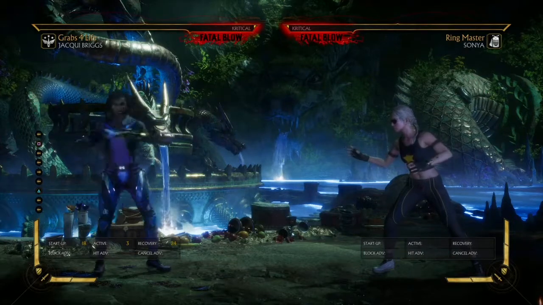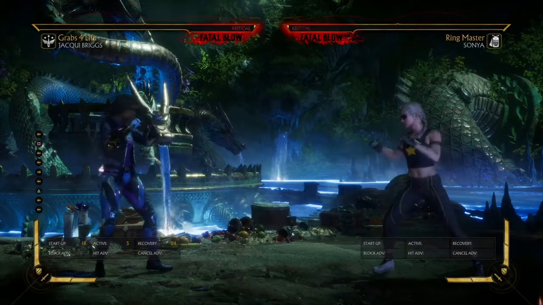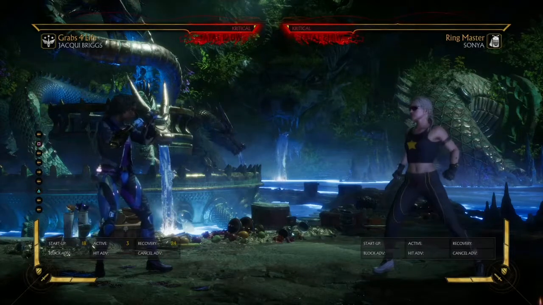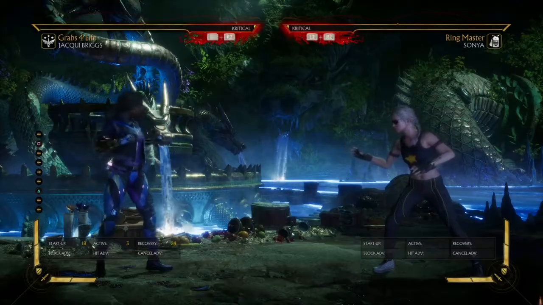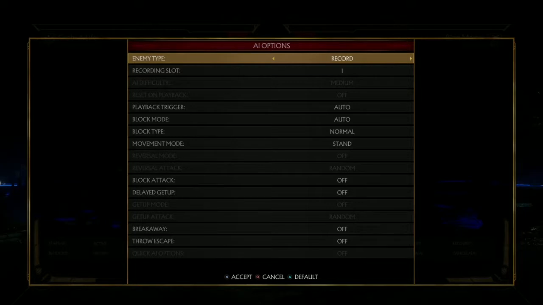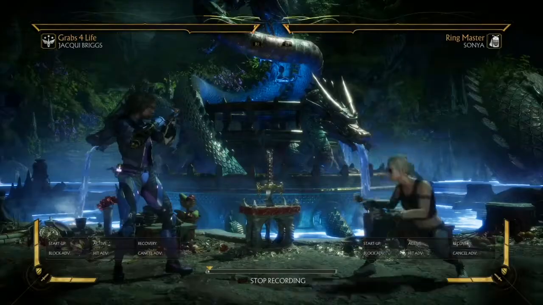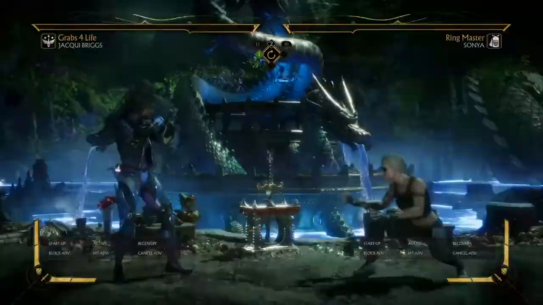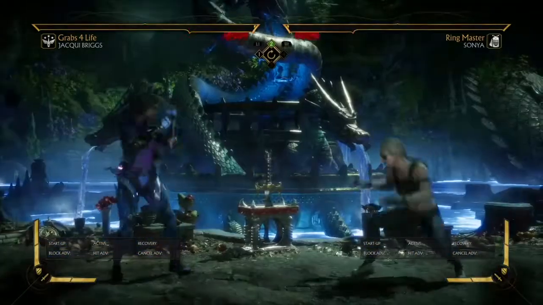So yeah, that's basically what you would look into startup for. Active frames, people don't really look into them too much, but they'd usually be useful for looking at anti-airs and meters. So I'm just going to quickly record Sonya doing a couple of jump kicks, and let's do it. Let me check, did I do that? Okay, that's the high one. I'm going to do a low one, a deep one.